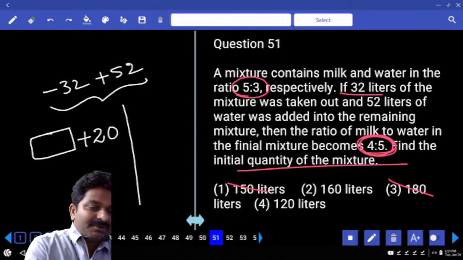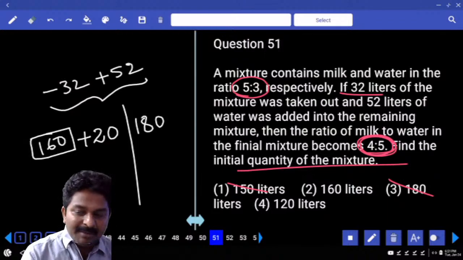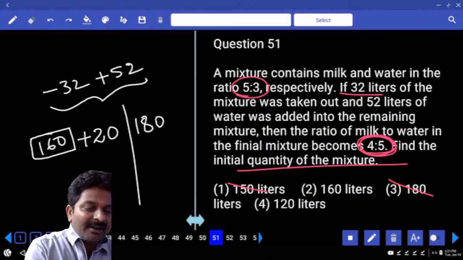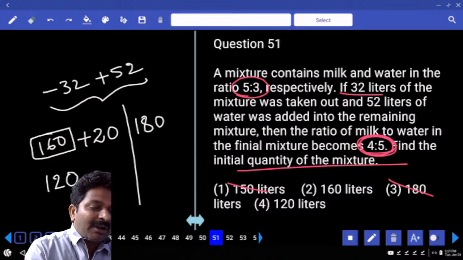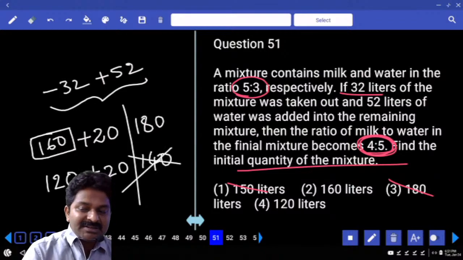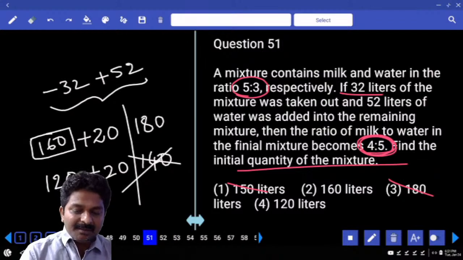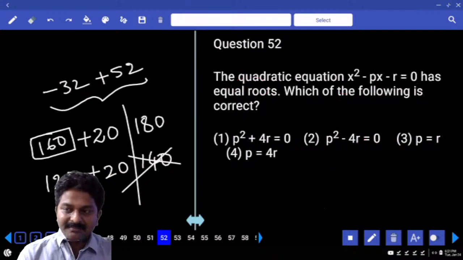If it is the second option, 160 plus 20, how much is that? Is it a multiple of 9? That may be your answer. Just hold it. And you are left with the fourth option also, 120. If it is the answer, 120 plus 20 becomes 140. Is 140 a multiple of 9? No. Answer: second option, 160 final. Next.